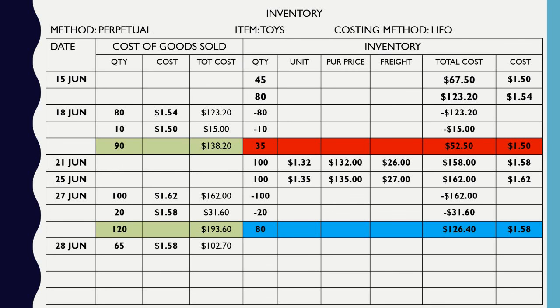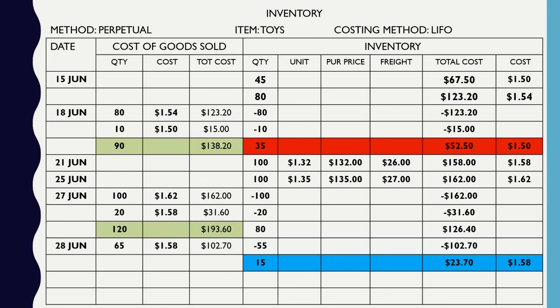I'm going to calculate that to get me a grand total of $102.70. I'm going to subtract that out. And now my new updated blue batch is going to be 15 items at a total of $23.70. And now that I've reached the end of the period, I'm just going to tally up what I have. And now, boom, I have 50 remaining: my 35 from the red and my 15 from the blue. And that's exactly how much I'm supposed to have at the end of the day.